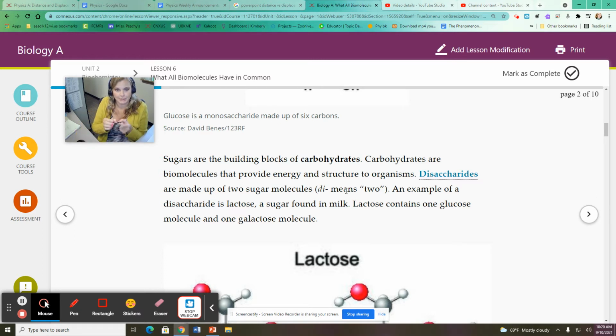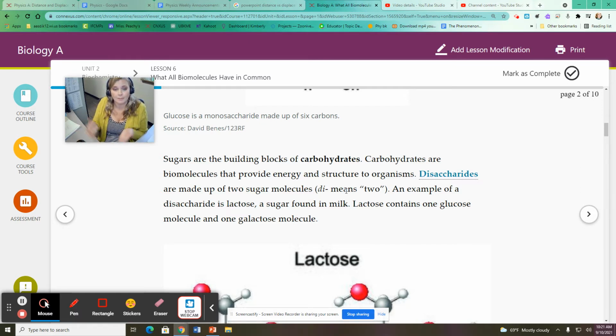Think of them as the little individual Lego bricks, and they make bigger structures, right? And the larger structures they make are called carbohydrates. Carbohydrates can be things like sugars, more complex sugars, or starches, or cellulose. Those are all considered types of carbohydrates.